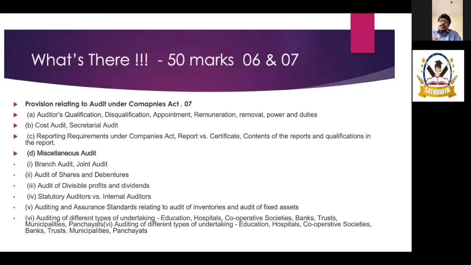Next, audit of divisible profits and dividends. What is it again? Every quarter and every year, the companies will show their profits, and they will go for dividends if the profits meet the targets and if the EPS is as required.